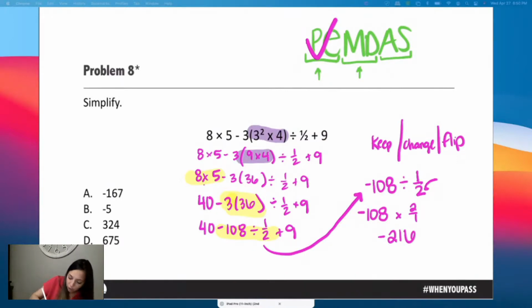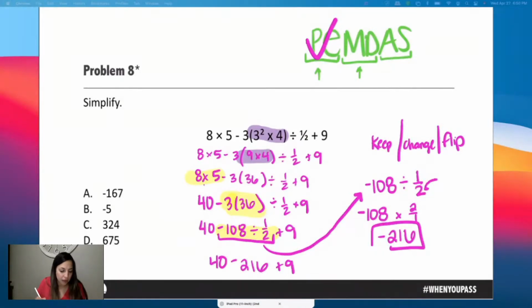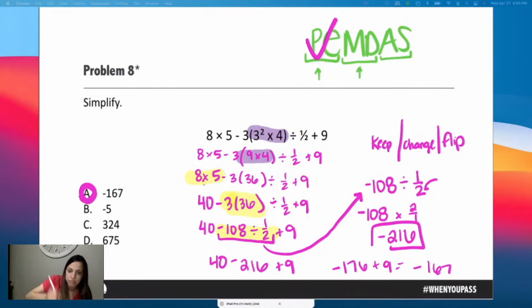108 times 2 is -216. So we have 40 minus 216 because the 216 replaced this entire highlighted area plus 9. 40 minus 216 is -176 plus 9 gives us -167. Excellent job, Chris. Does that make sense?